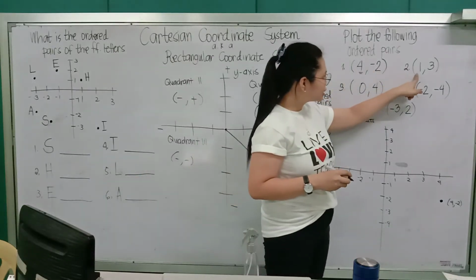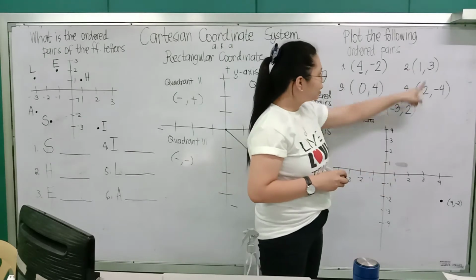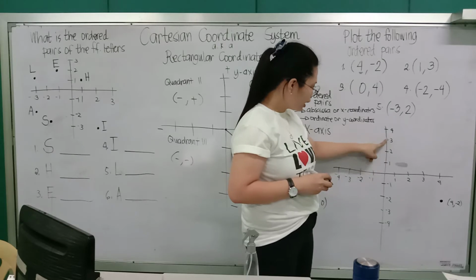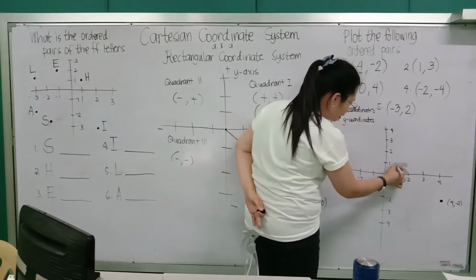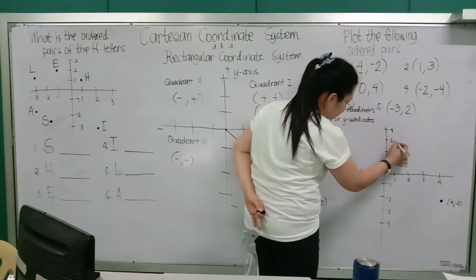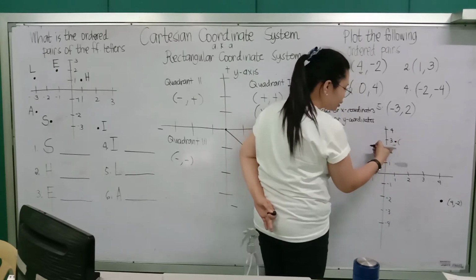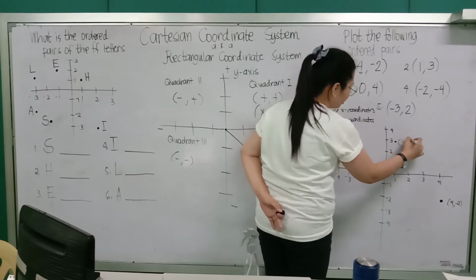Alright, so we have positive 1. Hanapin nyo lang po si 1. So, here we are. Then, positive 3 sa y-axis. 1, 2, 3. Tapos, kung saan po sila mag-meet? So, ito po si 1 at ito po si 3. So, dito po sila mag-meet. So, we can say that this is where ordered pair 1 and 3 located.